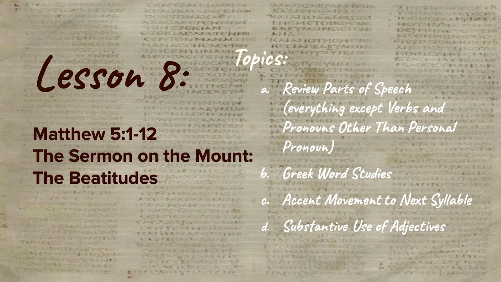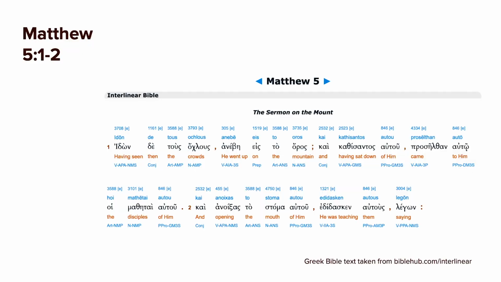And then we're going to learn about accent movement. Sometimes the accent will move. It'll bounce over to the syllable to the right. And why does it happen? We'll talk about that. And then lastly, we're going to talk about the substantive use of adjectives, which we've referred to a little bit before, but today we're going to talk about it a little more, using adjectives as nouns. All right, so let's get warmed up with reading Matthew 5, verses 1 and 2.